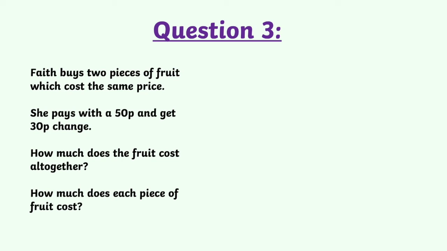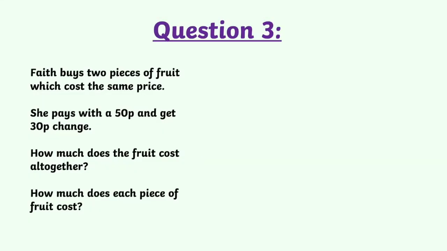Faith buys 2 pieces of fruit which cost the same price. She pays with a 50p and gets 30p change. 2 questions then. How much does the fruit cost altogether? And how much does each piece of fruit cost? Have a think about how you can draw a bar model to help you. Click pause here and click play when you're done.